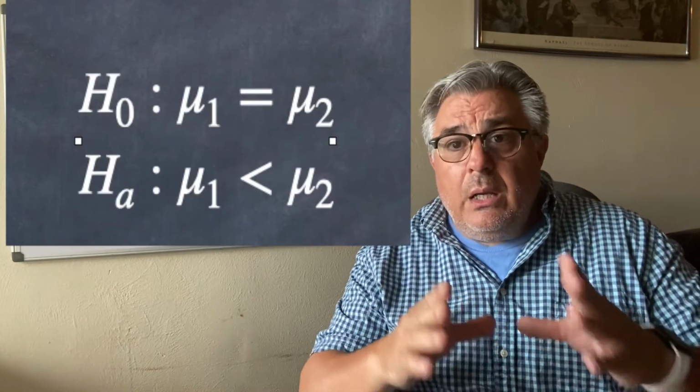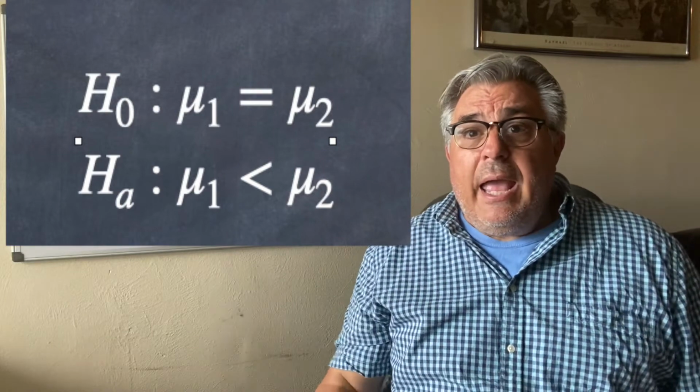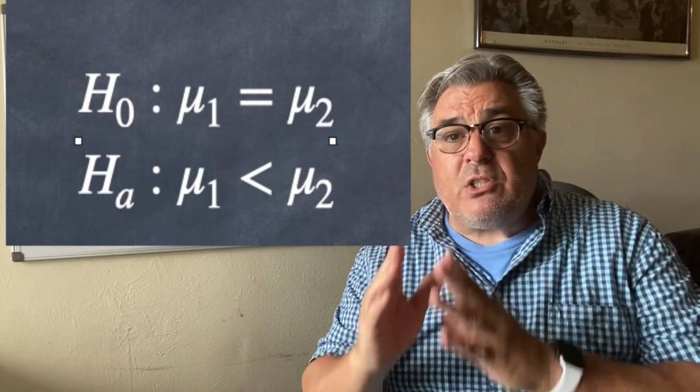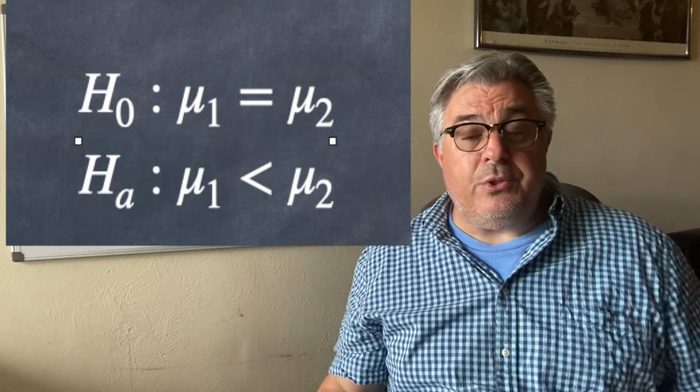Now, that being the case, the null hypothesis is that hypothesis where we assume that it doesn't work. And if it doesn't work, then shouldn't mu1 equal mu2? And if it did work, then mu1 should be smaller than mu2.